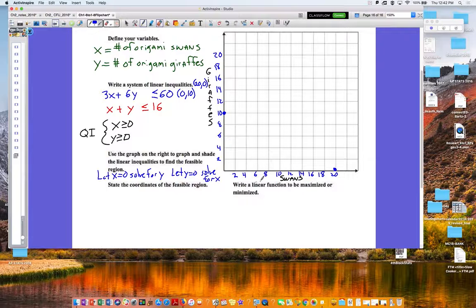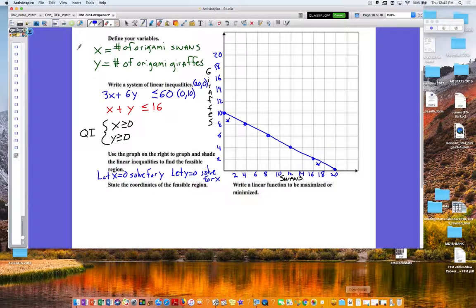So 10 over 20 is like saying 1 over 2. I'm just going to go 1 over 2, 1 over 2, and so on. It just gives me at least a better line. I have to have less, so I'm shading below. So right now my region is this triangle.